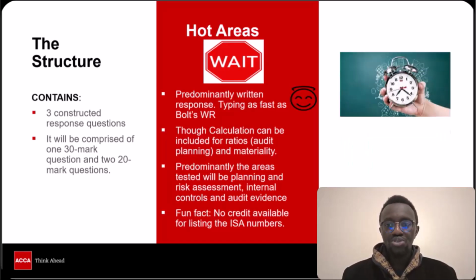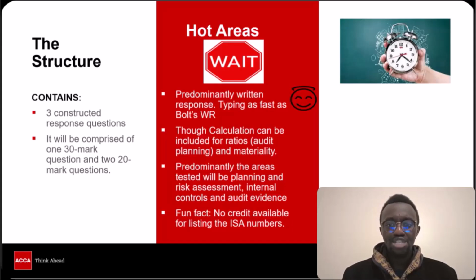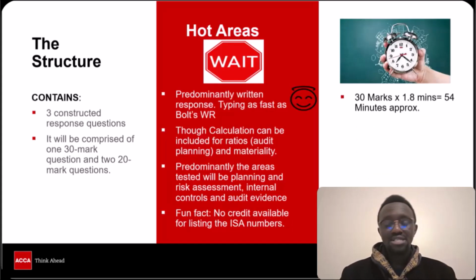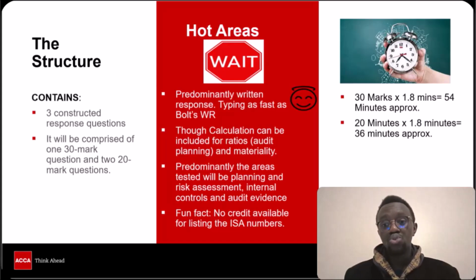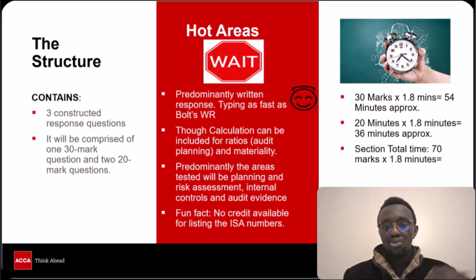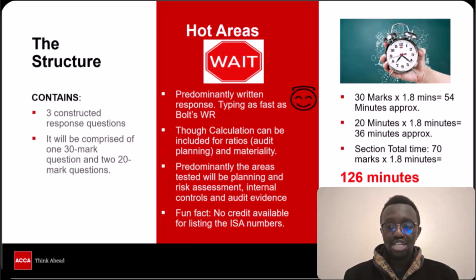To the situation. Note that. Now, let's look at the time management. 30 marks usually will take about 54 minutes, the 30 mark question. The 20 mark question will take you about 36 minutes. So if there are two 20 mark questions and one 30 mark question, well, you do appreciate the fact that the total time will be around 126 minutes.